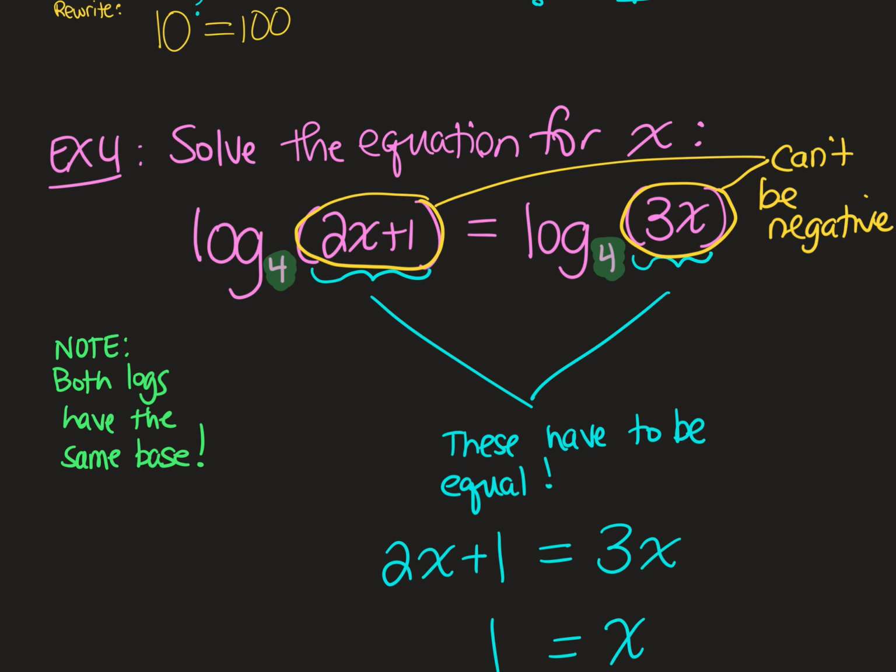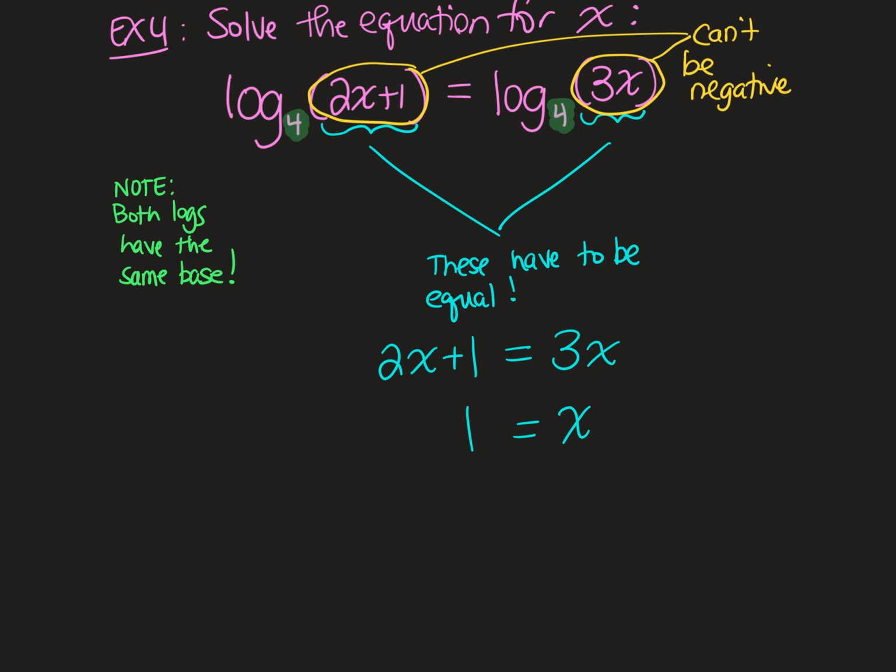So I would want to just make sure that if I plug in 1 into the original expression, I don't get something that's negative. Right? If I plug in 1 here, I get 3. If I plug in 1 here, I get 3. We're good. But I have to make sure of that before I say my solution is 1.